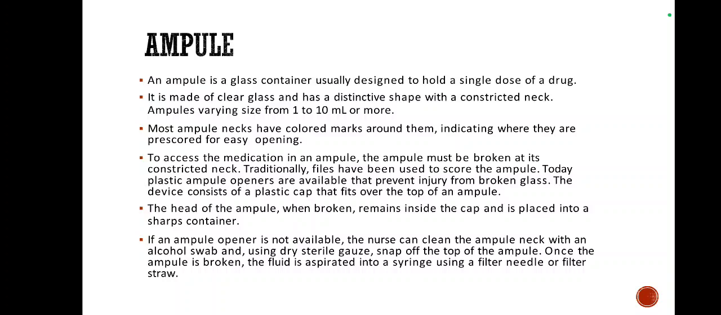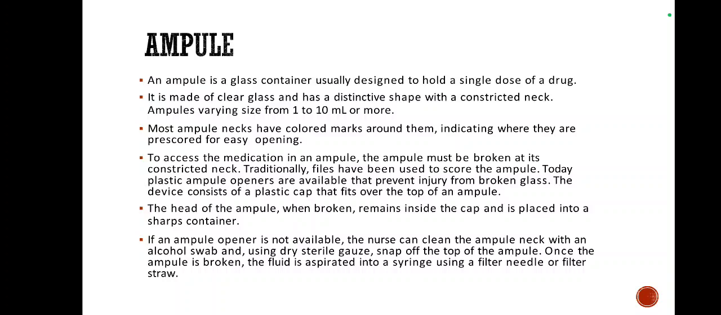To access the medication in an ampule, the ampule must be broken at its constricted neck. Traditionally, files have been used to score the ampule. Today, plastic ampule openers are available that prevent injury from the broken glass. The device consists of a plastic cup that fits over the top of an ampule. The head of the ampule, when broken, remains inside the cup and is placed into a sharps container.